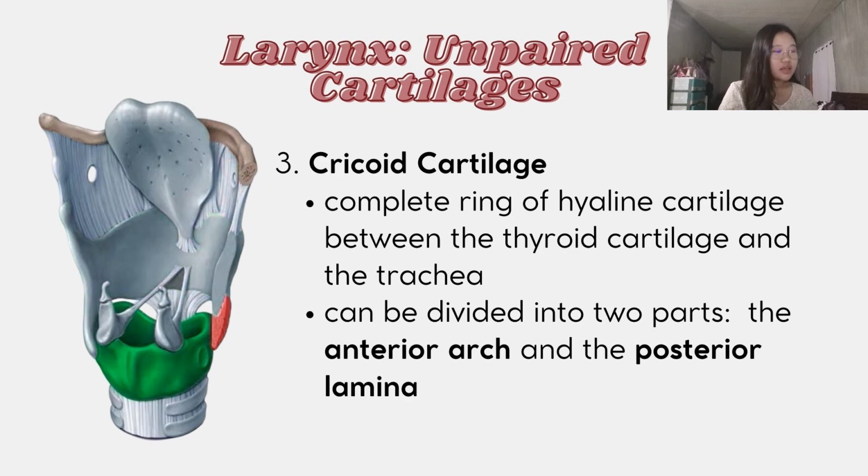Next is the cricoid cartilage. It is the complete ring of hyaline cartilage between the thyroid cartilage and the trachea. It can be divided into 2 parts, the anterior arc and the posterior lamina. The difference is yung anterior arc is curved, while ang posterior lamina is flattened.